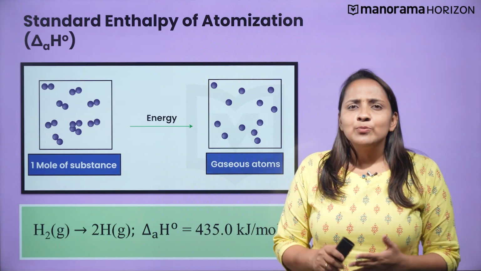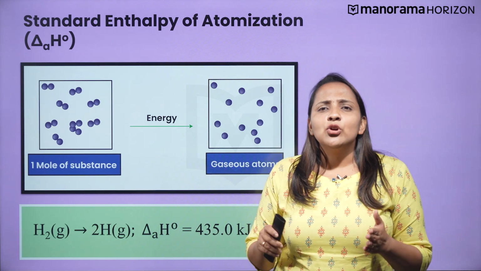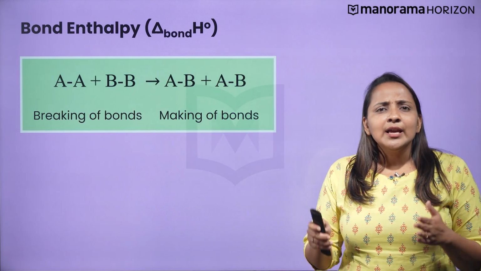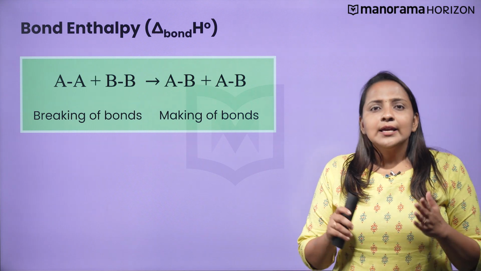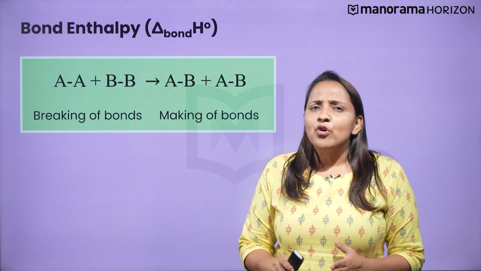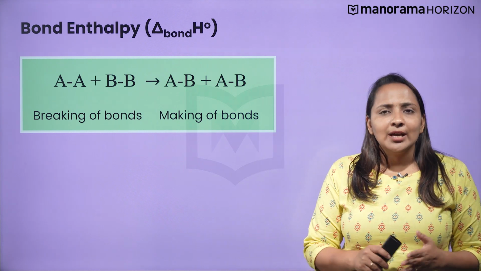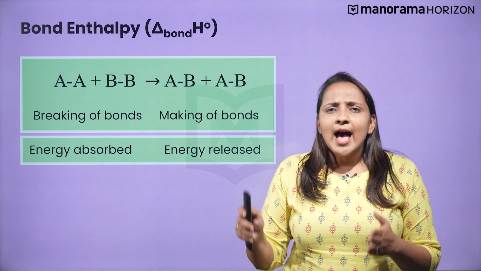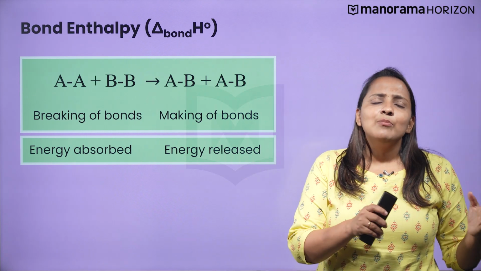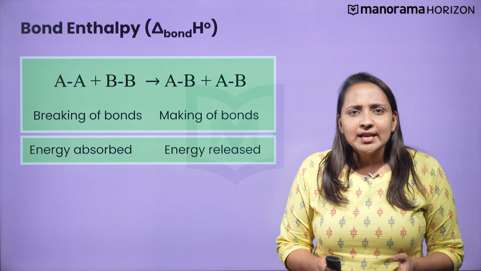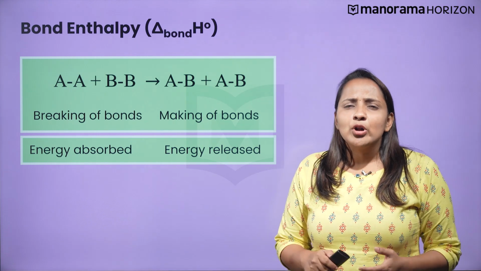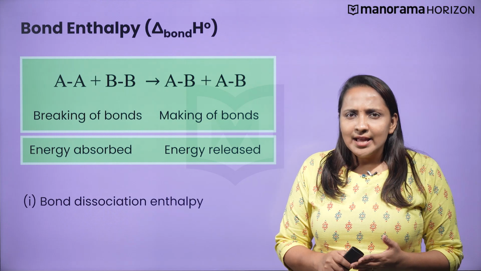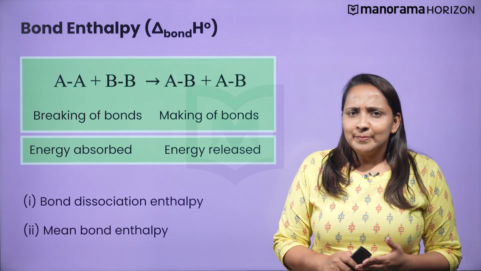To understand this more clearly, we may understand the concept of bond enthalpy. Consider chemical reactions in general. Chemical reactions always involve the breaking and making of chemical bonds. Energy is required to break a bond and energy is released when a bond is formed. The enthalpy changes associated with chemical bonds can be expressed in terms of bond dissociation enthalpy and mean bond enthalpy.